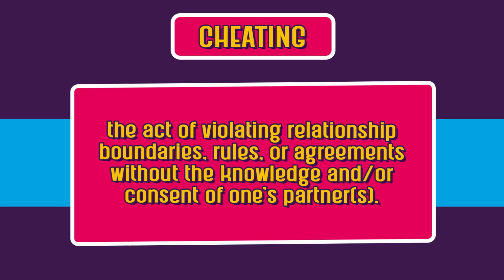Alright, let's talk about cheating. Cheating is an inherently unethical form of non-monogamy. It's difficult to pin down a single definition of cheating because different people have wildly different ideas of what it looks like. But I'll try to give a definition that anyone can agree with. Looking at my notes again on this one so I don't screw it up. Cheating is the act of violating relationship boundaries, rules, or agreements without the knowledge and/or consent of one's partner or partners. Are we good? Everyone agree with that one?